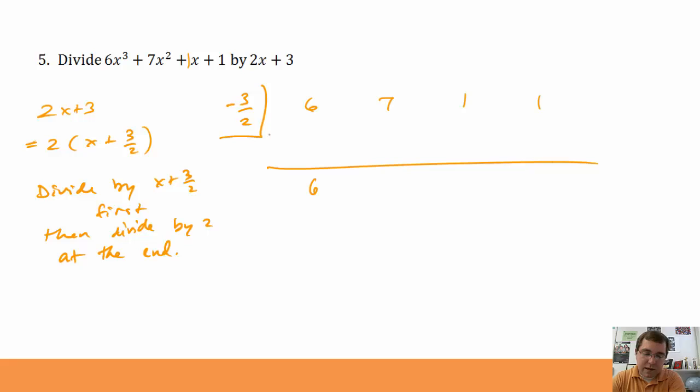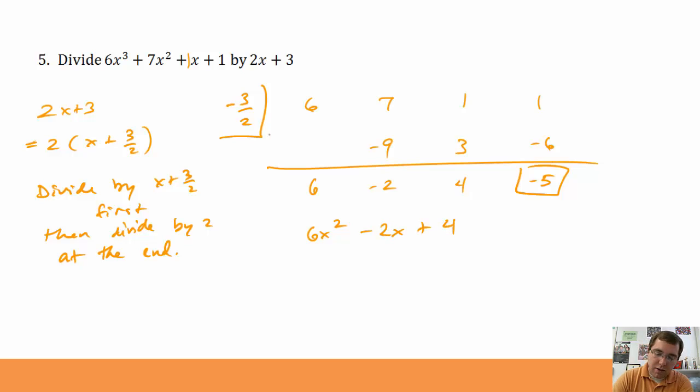Bring down the first number, that's a 6. I multiply it by negative 3 over 2. 6 times negative 3 over 2 is negative 9. Write it there. Add, get negative 2. Multiply, I'll get positive 3. Add, I get 4. Multiply, I get negative 6. Add, I get negative 5. That's my remainder. My quotient then is 6x squared minus 2x plus 4. The remainder of negative 5. So plus negative 5 divided by x plus 3 over 2 for right now.